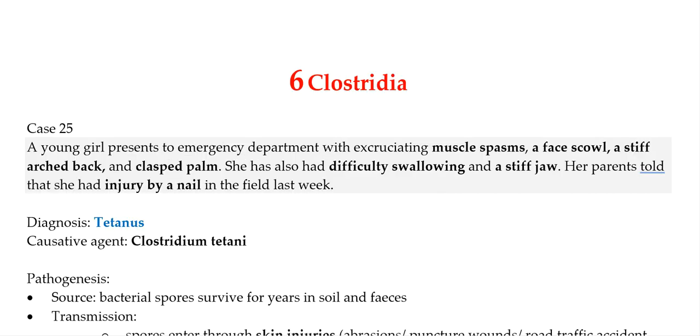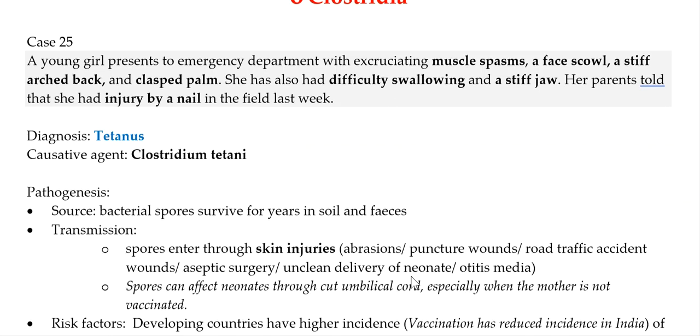As you have guessed it right, it is a rigid spasmodic condition caused by an infection known as tetanus, and the causative agent is Clostridium tetani. This is basically a gram-positive bacillus which has spores. And what is the pathogenesis? The source is that these spores survive in soil and feces for years. They are very resistant structures.